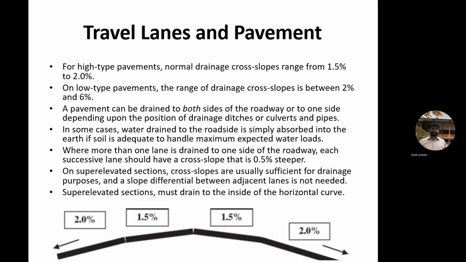Normally the cross slopes are increased by an amount of 0.5%. So the first lane has the least cross slope. The second one has 0.5% higher. The one after that will have another 0.5% and so on. And this is why usually the outside lanes are for slow vehicles, right? If you have to specify a lane for trucks and buses, that will be the outside lane, because it has a steeper slope.